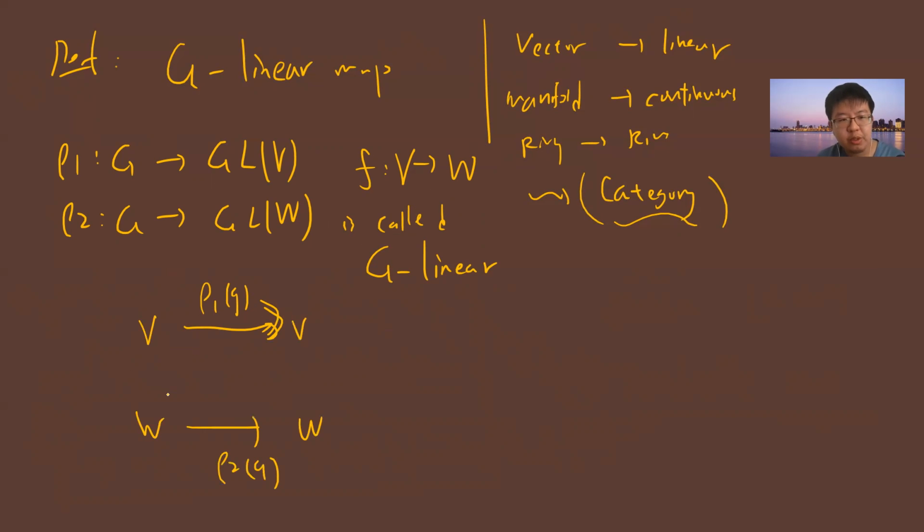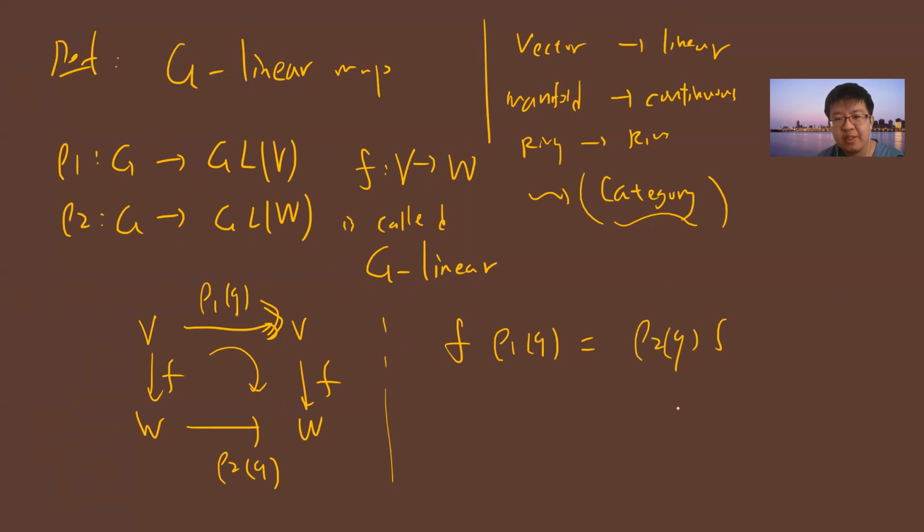And your linear transformation F should be such that this diagram commutes. So let me just write down what it means: F ρ1(G) is the same as ρ2(G) F for any vector. This is the definition, but if you want to write it out tediously, suppose there is a small vector v, you act on it with ρ1(G), it becomes another vector, then you use F.